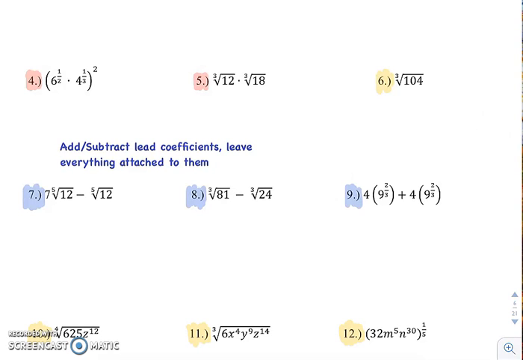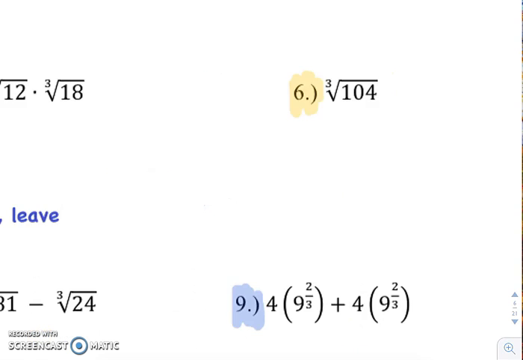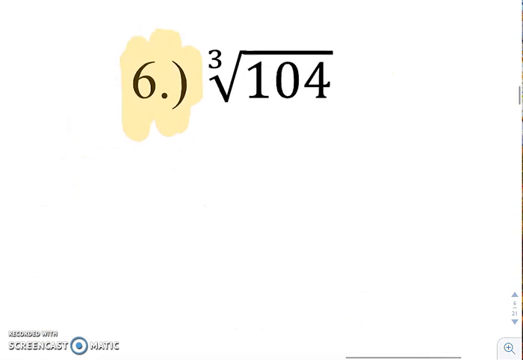Now we're going to look at just simplifying some radicals without any operations. So if we look at the cubed root of 104, we need to focus on the index that we have. We're used to working with square roots. Now we've got some cubed or fourth or fifth or sixth root. So the cubed root determines what we're looking for within that value underneath our radical.